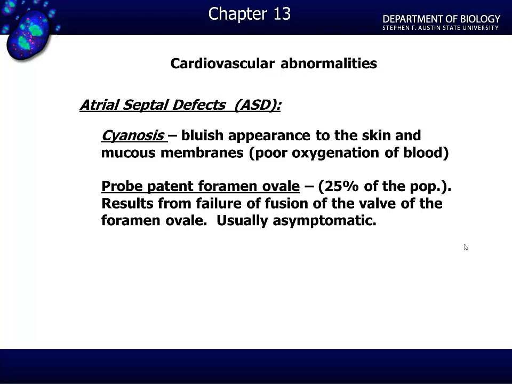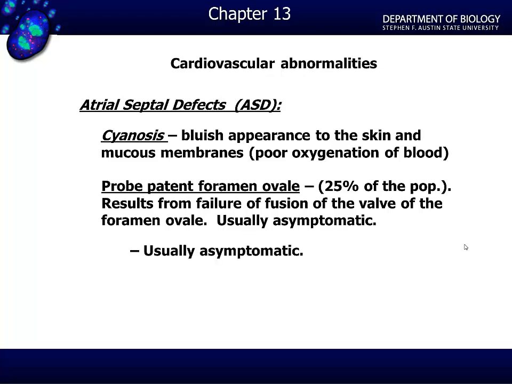And what they're talking about is a probe that maybe you use in comparative anatomy dissections would fit into that hole. That's how small we're talking about. And 25% of the population do in fact have probe patent foramen ovale. However, this is also usually asymptomatic.